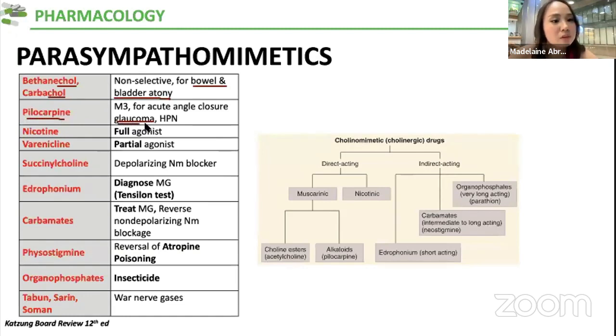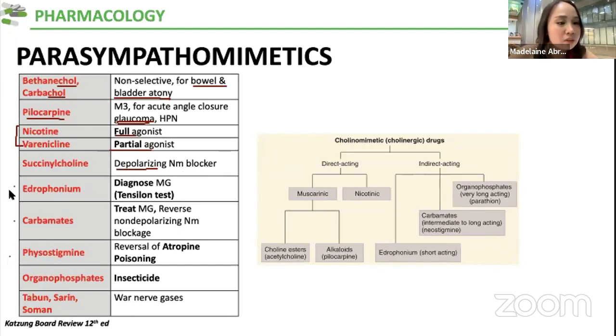So at this point, medyo nabasa nyo na, so refresh lang tayo. Nicotine and varenicline for smoking cessation, difference: full agonist nicotine, partial agonist varenicline. How about your succinylcholine? Sinabi natin kanina, depolarizing. Contract muna bago relax.